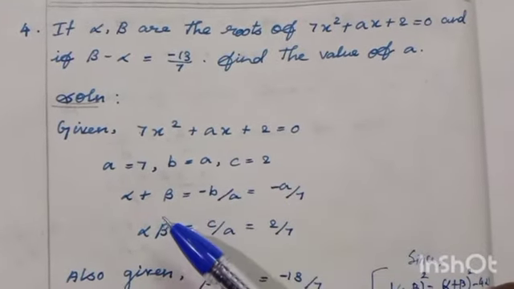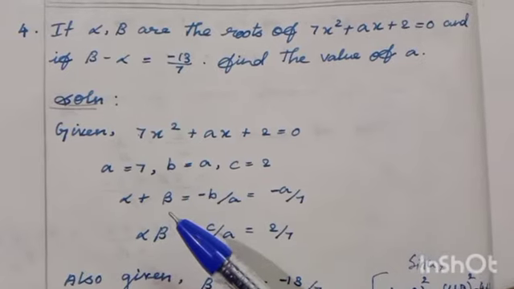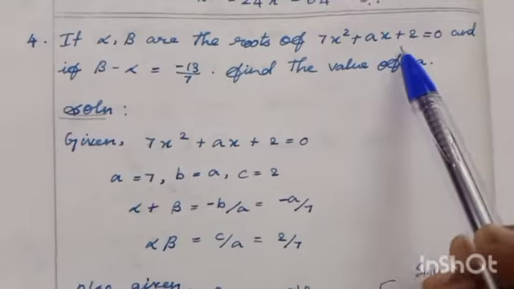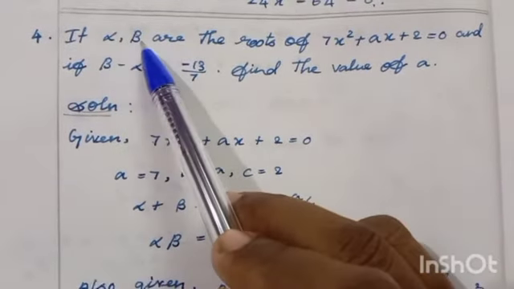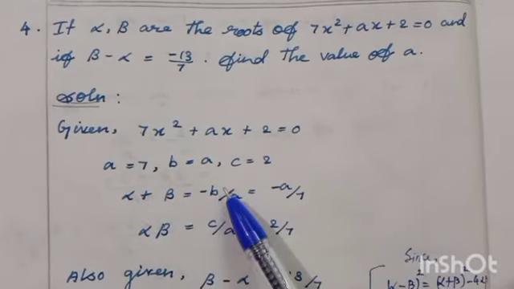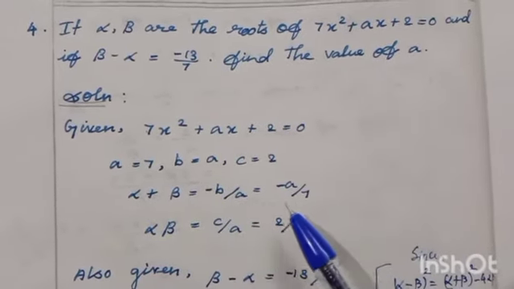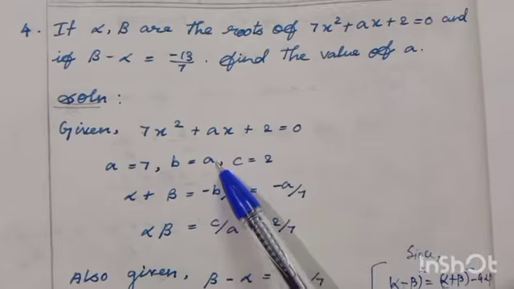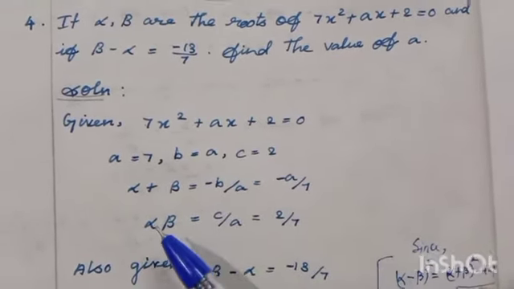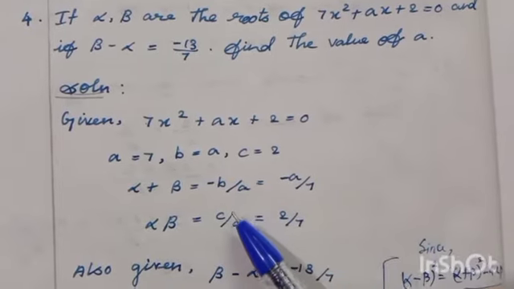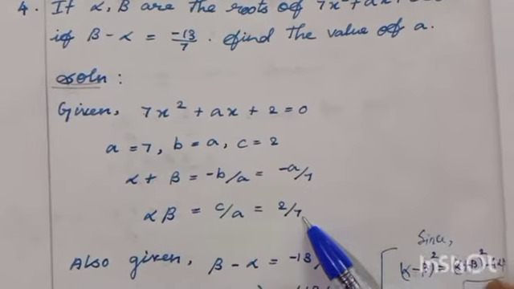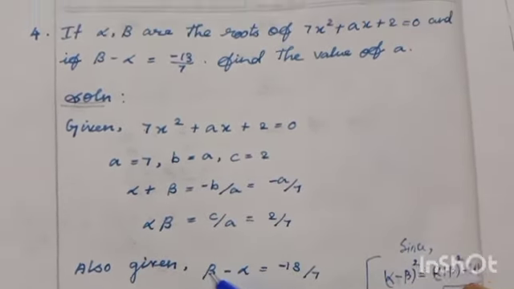Normally, what we found in the previous problem, yes, the sum of the roots and the product of the roots. For this quadratic equation the roots are alpha and beta. So the sum of the roots: alpha plus beta is equal to minus b by a. The b value is a, so that is minus a by 7, as the a value is 7. For the product of roots alpha beta, what's the formula? c by a. The c value is 2, so 2 by 7.